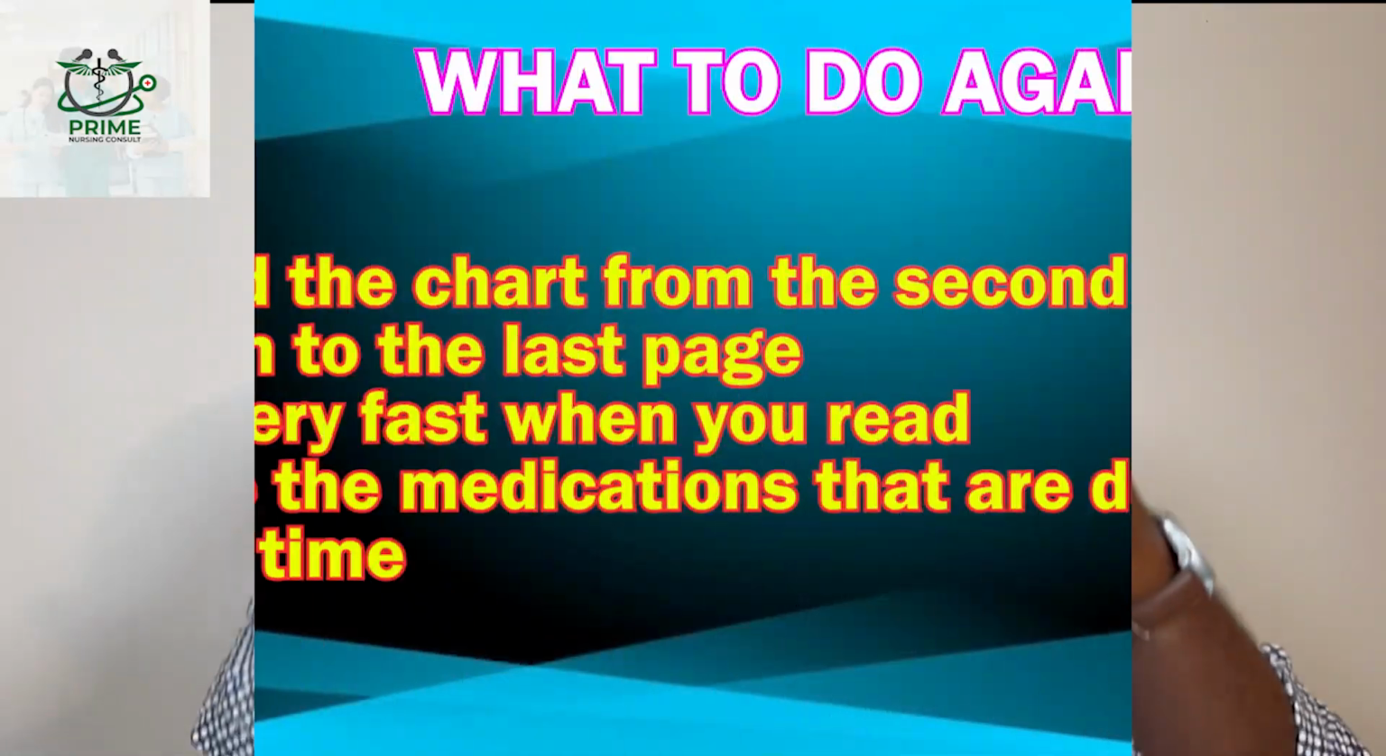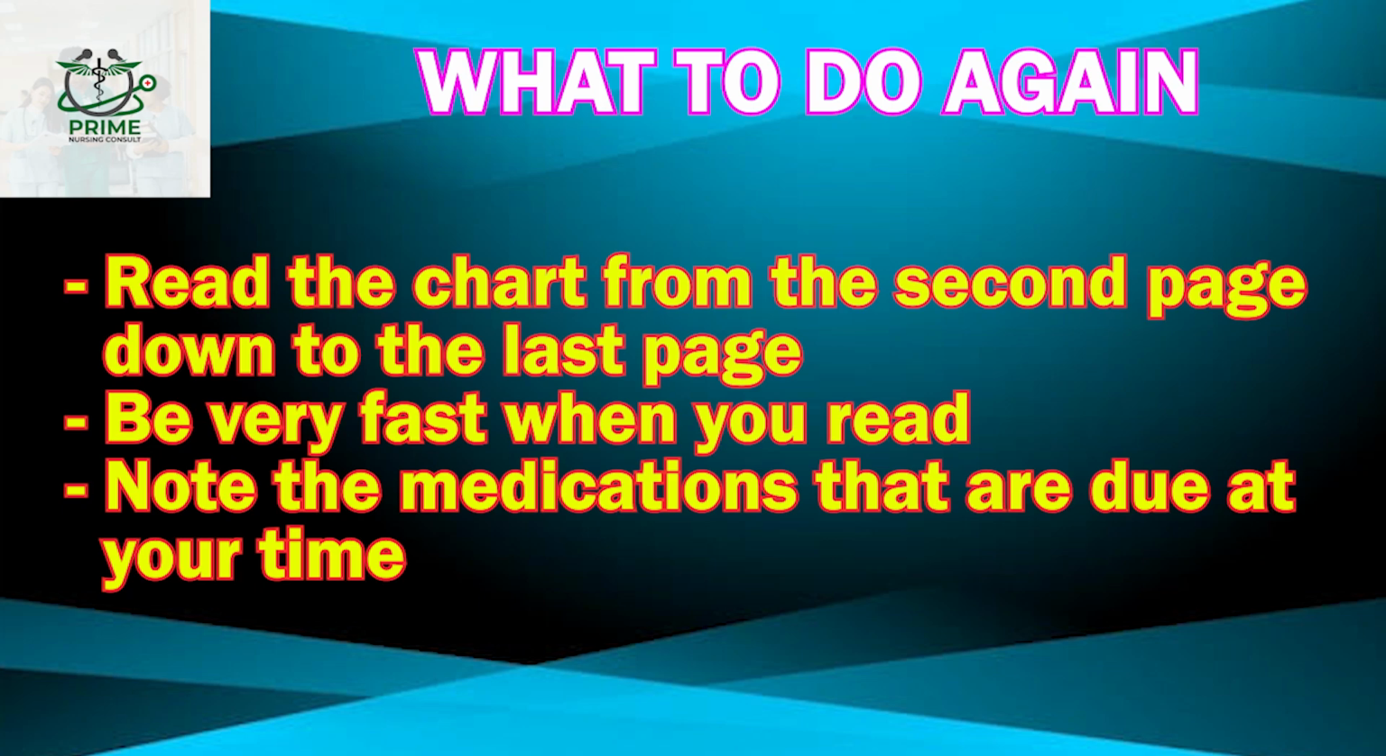So you tell the patient that you want to check the 5 R's with them. Now what do you do? At this point, you will read the charts from the beginning, which is from the second page down to the last page. Now please, this is where you have to be very fast while you do that.